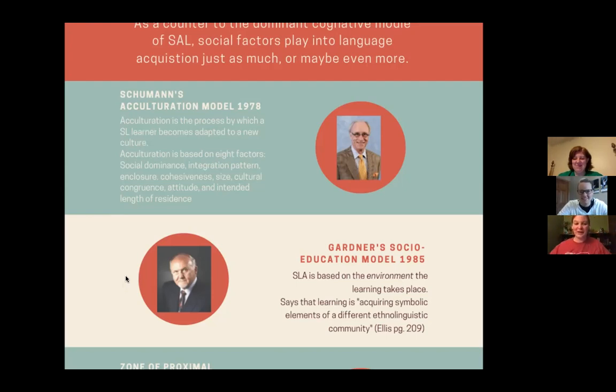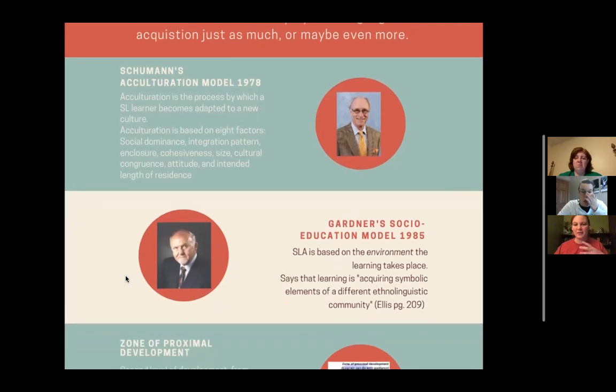Anyway, okay. Acculturation is the process by which a second language learner becomes adapted into a new culture. So it's more than just learning a language. The whole thing behind it is that you're learning the culture with it, and that can push you forward into better second language acquisition. So it's based on 8 factors. Social dominance, which, going back to that language distancing, is how far apart your native language and the language you're learning are.